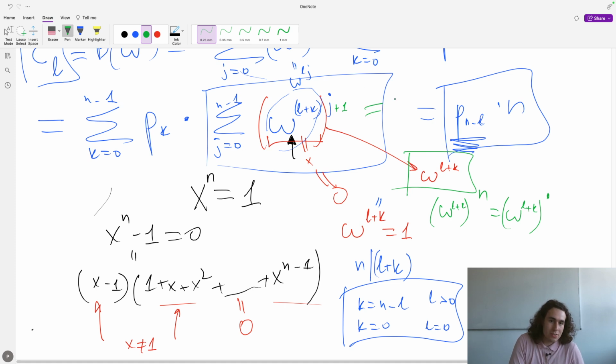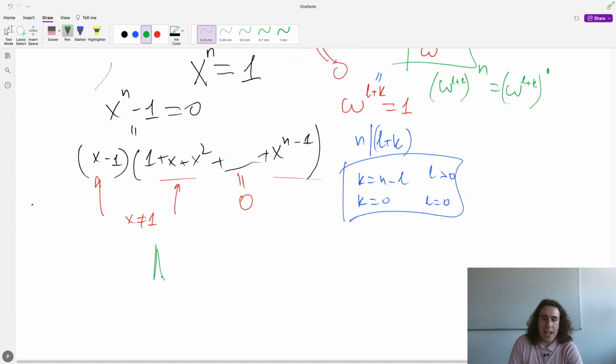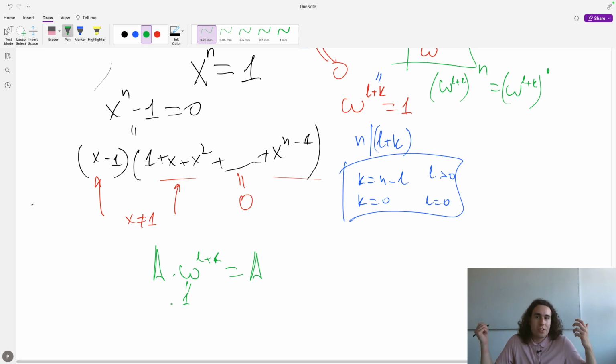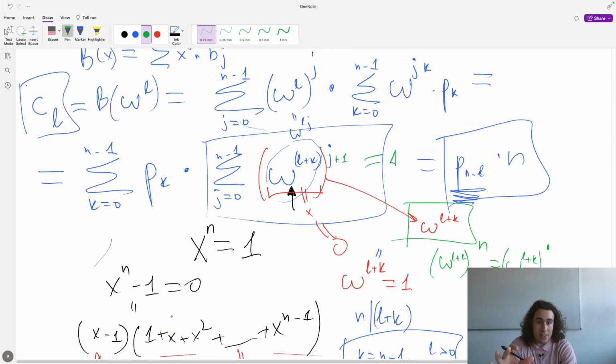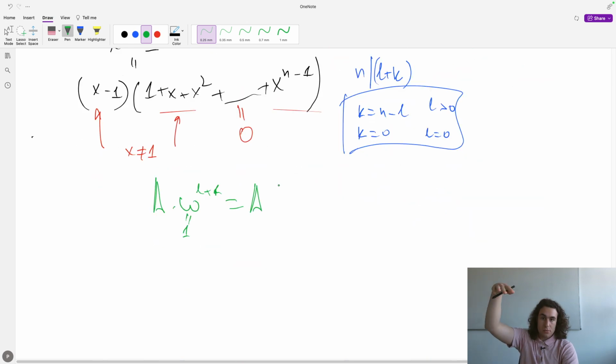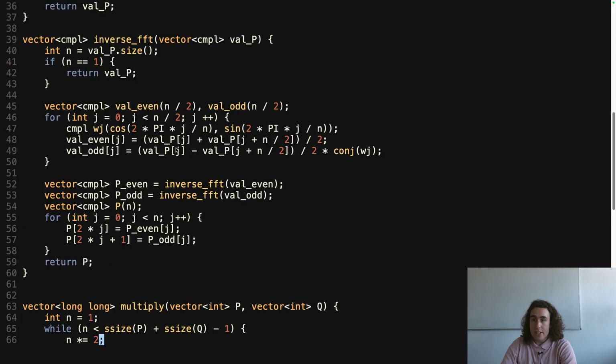So if this value was like a, then we know that a times omega to the L plus k is a. There are only two options. Either a is 0 or omega to the L plus k is 1. So we need to consider these two cases, right? Either this a is 0, so there's nothing to add, or the interesting case when omega to the L plus k is 1. Great. We understood that we don't need inverse FFT anymore. I'm just going to delete it from now on.